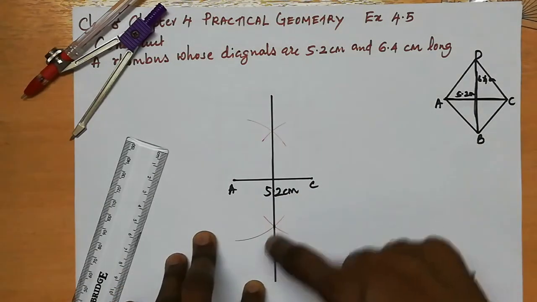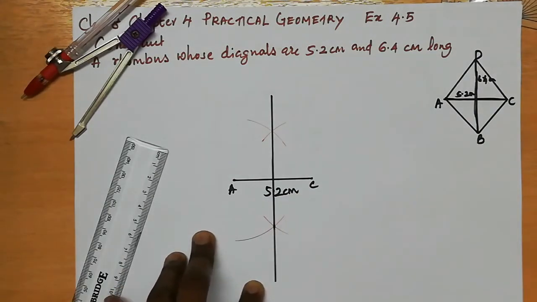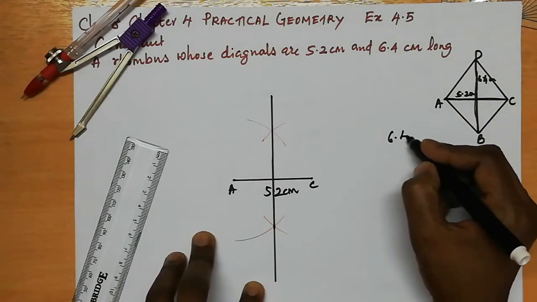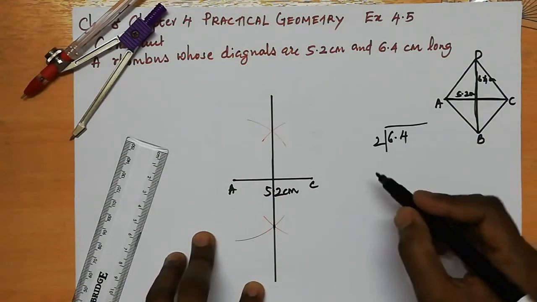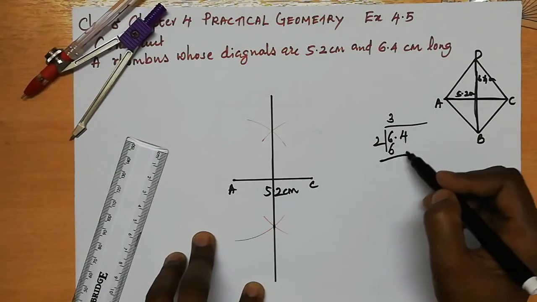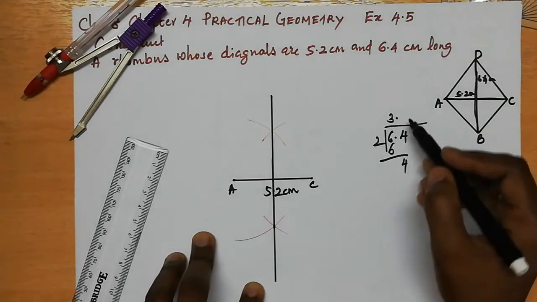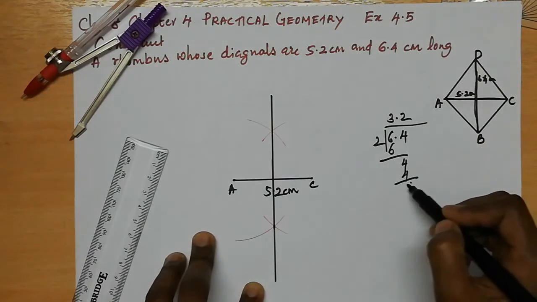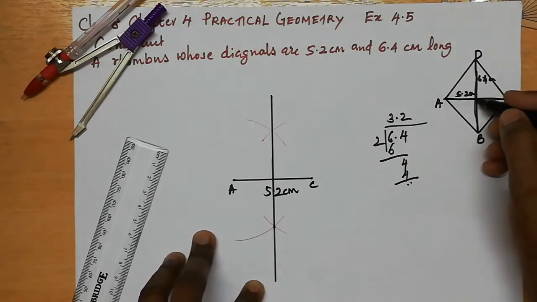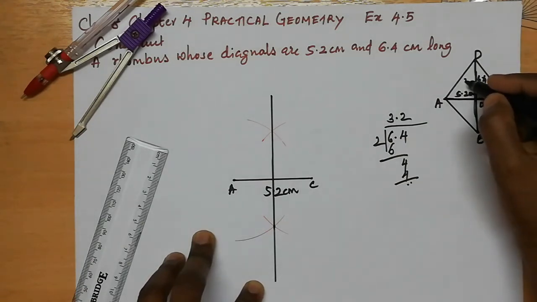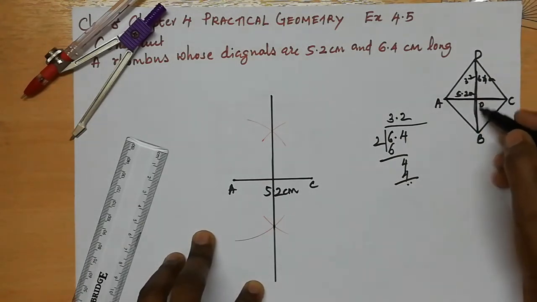One part up and one part down, so we should divide by 2. How much is 6.4 divided by 2? 2 3s are 6, then the point is here, then down this 4, 2 2s are 4. Suppose this point is O. So OD is how many centimeters? That is 3.2, and OB is also 3.2.